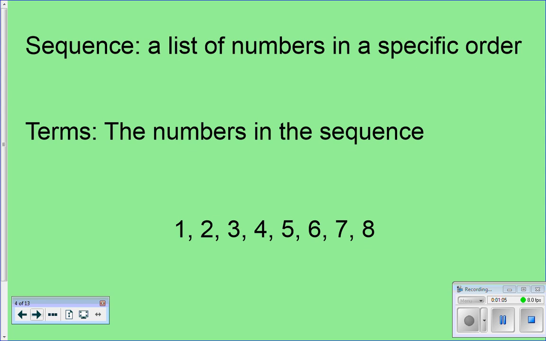And then the terms, those are the numbers in the sequence.